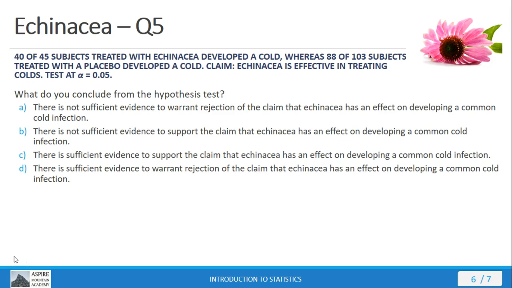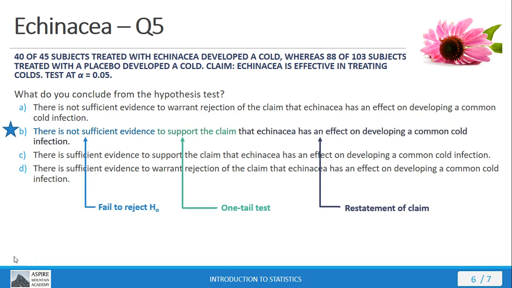So looking at answer options A and B, and then to decide which one of those we pick, we remember that we had a one-tail test and not a two-tail test. We had a one-tail test. And so we're going to say support the claim. If we had a two-tail test, we would say warrant rejection, but we don't. We have a one-tail test, and so we're going to say support the claim. That leads us to answer option B.